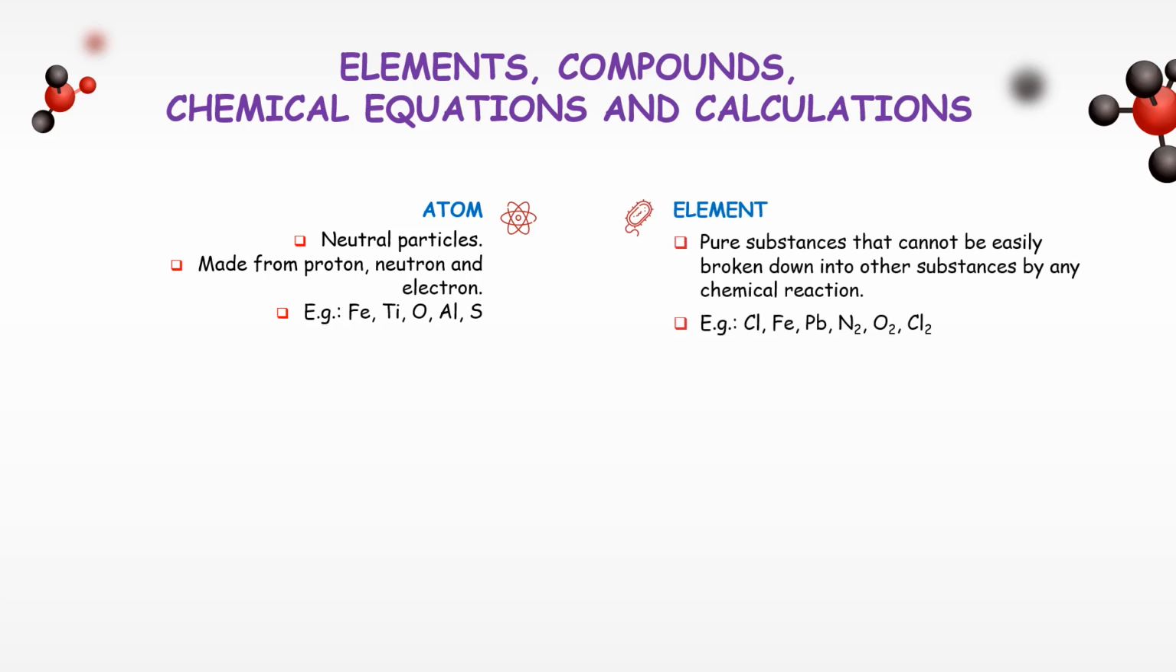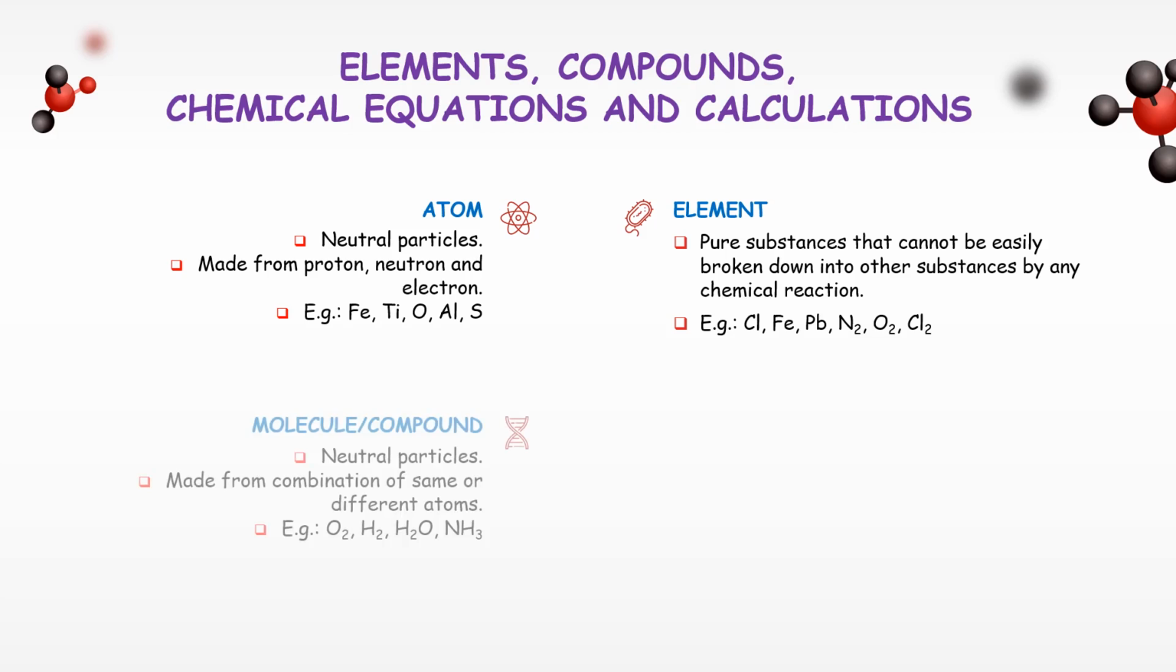Then what is meant by element? An element is a pure substance that cannot be easily broken down into other substances by any chemical reactions. Example here we have chlorine, iron, lead, nitrogen gas, oxygen gas, and chlorine gas. Then what is meant by molecule or compound? These are the neutral particles made from combination of the same or different atoms. For example, here we have oxygen gas, hydrogen gas, water molecule, as well as ammonia.